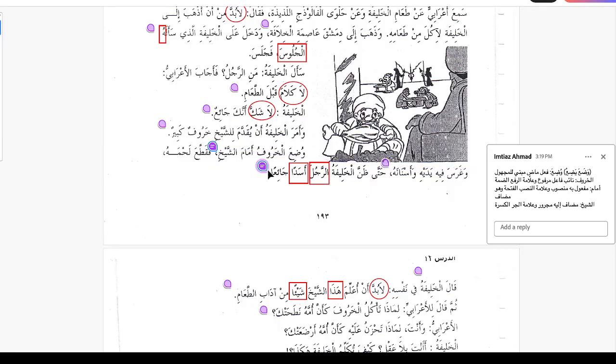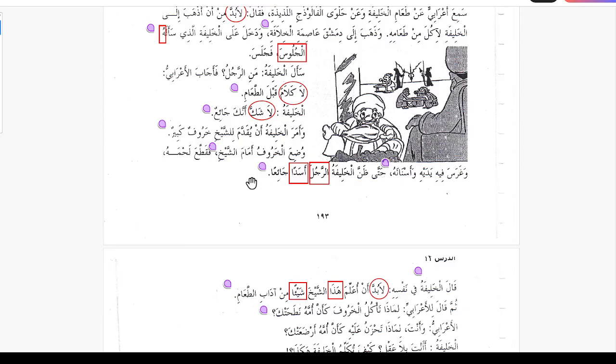So we can also say amama is a zarf, the adverb of place and time. This is the place, in front, and this is mudaf ilayhi. So he ordered to bring a big lamb, and so the lamb was put, this is a past tense, the lamb was put in front of the shaykh.